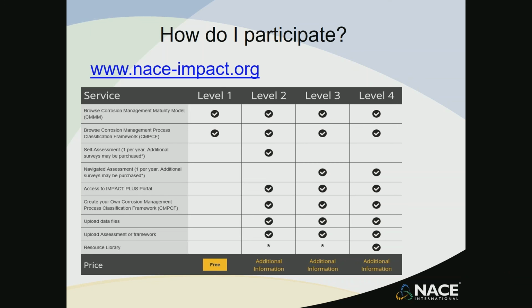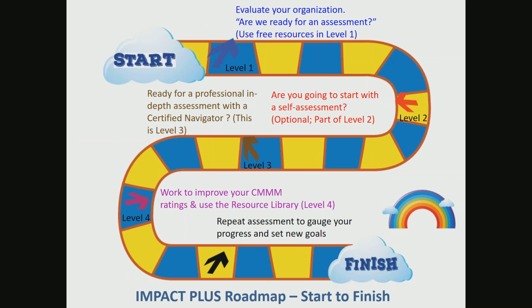Let's look at that in another way. I want to go over this in several different ways to be sure everybody understands how to participate. So at level 1, are you ready for an assessment? You use the free resources. Level 2, are you going to start with a self-assessment? That's a level 2. And I mentioned the individual from yesterday that said, yes, we're going to move on to level 2. After level 2, are you ready for a professional in-depth assessment with a certified navigator? And then level 4 would add the resource library. If you just want to go right to level 4, you would have access to that library.